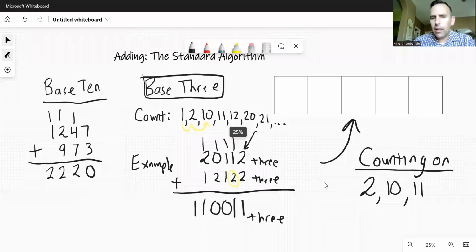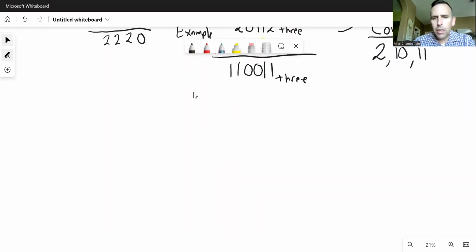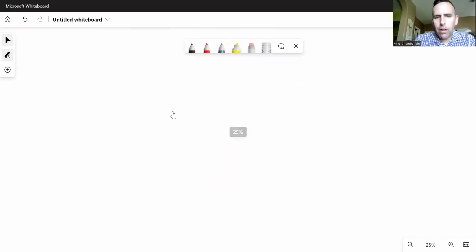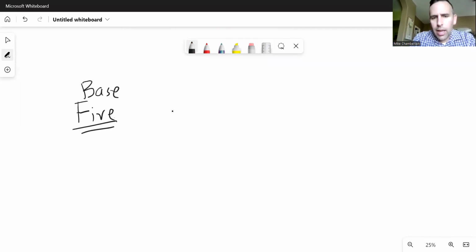Let's take a look at this same process, but in a couple other bases so that you have a couple other references as well. Let's take a look at base 5. All right, base 5. I should write the word base here so you know what I'm talking about. So let's say I have something like 432 base 5. I'm going to add that to the number 404 base 5.